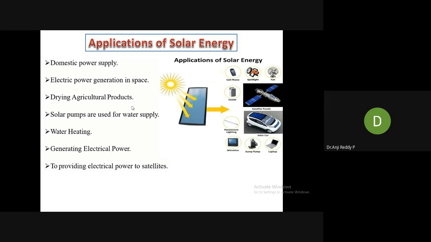First, starting from the principle, introduction, that is the definition. After that, principle, construction, working, types of materials we use, characteristics, advantages, disadvantages, and applications. This is about the solar cell.